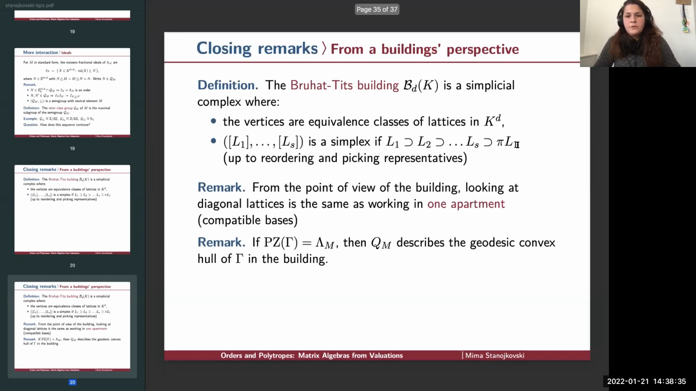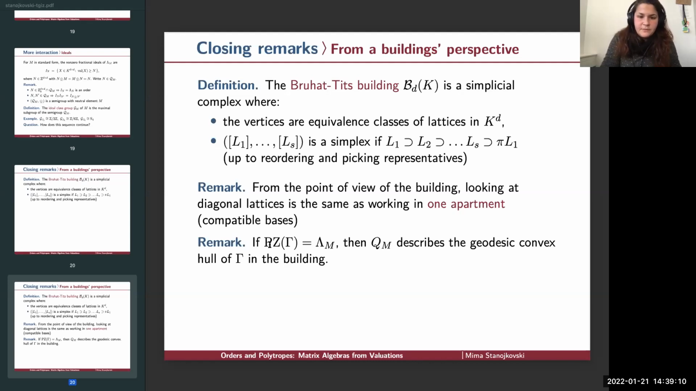And what we saw today is, from the point of view of buildings, this all happens in one apartment. So you remember we always spoke about diagonal lattices, about compatible, they have compatible bases. So essentially, from the point of view of buildings, this means that we're working in one apartment. But a building is actually a gluing of lots of apartments. So we are somehow restricting ourselves to a small part of the building.